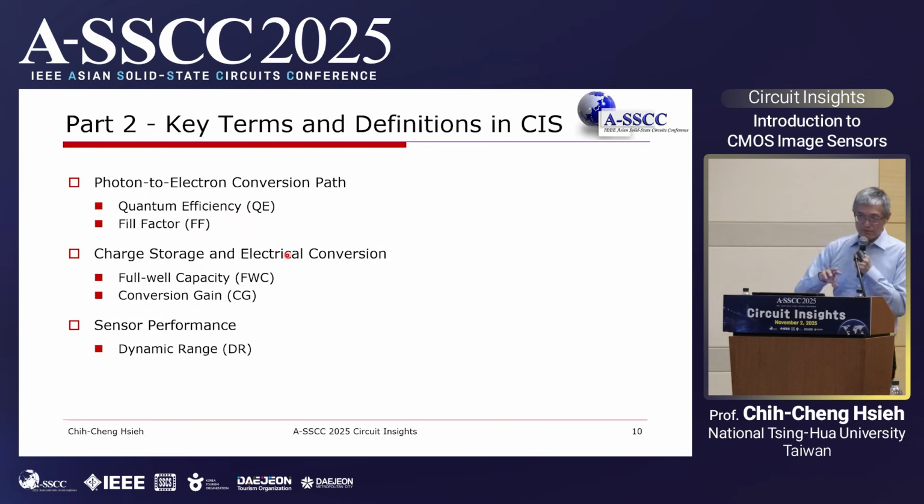And after the photon to electron conversion, we generate a charge. So we take a look at the charge domain. We will introduce the charge storage and electrical conversion related parameters, including the full well capacity and the conversion gain. And the final one is the dynamic range. It's an overall benchmarking parameter for the image system, especially for the image sensor chip. And it depends on several things, and we can check it out.